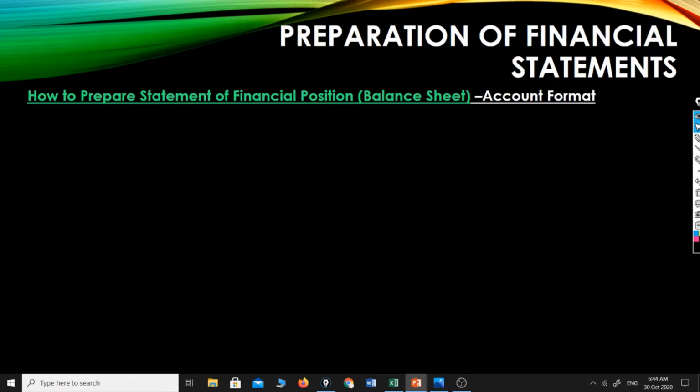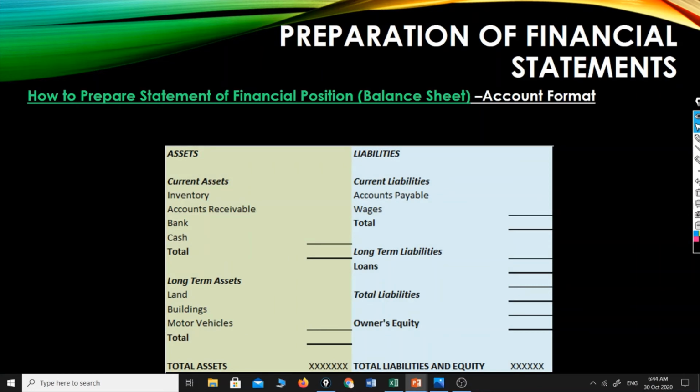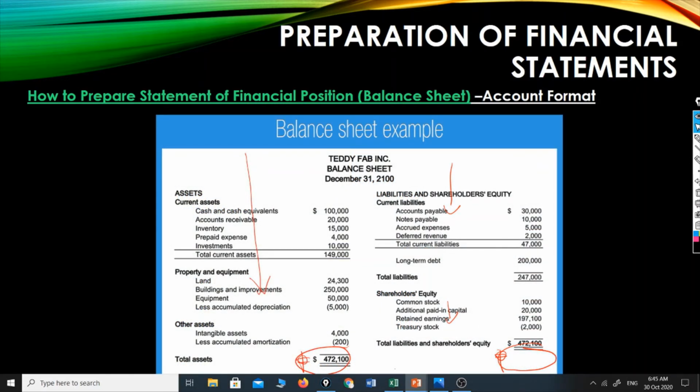Okay, so in preparing the statement of financial position, we have two formats. First is the account format, which looks like this. The account format, as you can see, looks like a T account. The asset section is on one side, and then the liabilities and owner's equity. Okay? So the total amount of the asset should be equal to the total amount of the liabilities and equity. This amount should be equal. Okay? This is an account format.